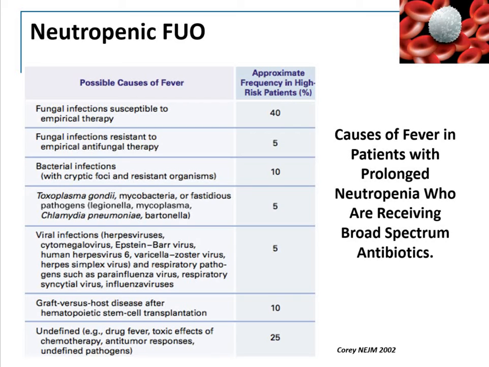Very rare viral infections: cytomegalovirus, Epstein-Barr virus, varicella-zoster virus, herpes simplex virus, and respiratory pathogens such as parainfluenza virus, respiratory syncytial virus, or influenza viruses. Also very rare: Toxoplasma, Mycobacteria, Chlamydia, Bartonella, and Legionella. And in 25%, the fever is undefined. So, for example, in patients with drug fever or toxic effects of chemotherapy or an anti-tumor response or undefined pathogens.